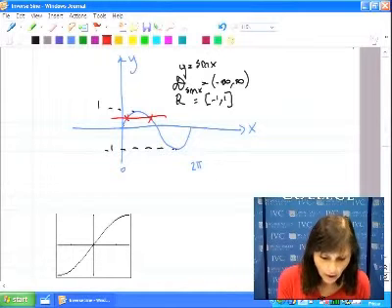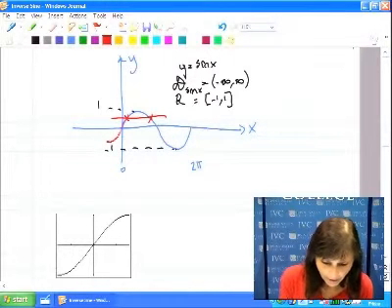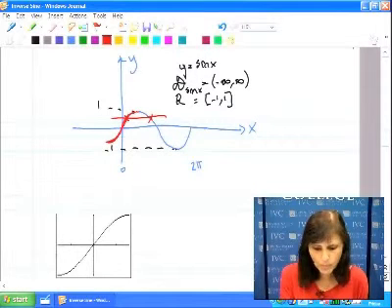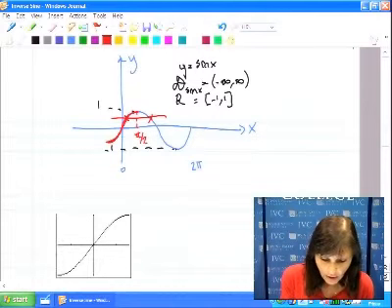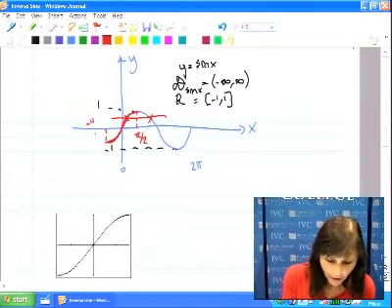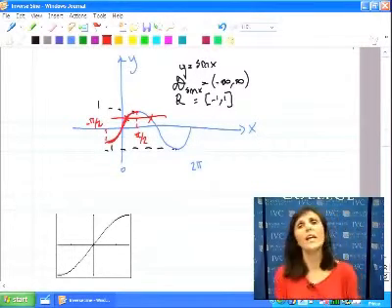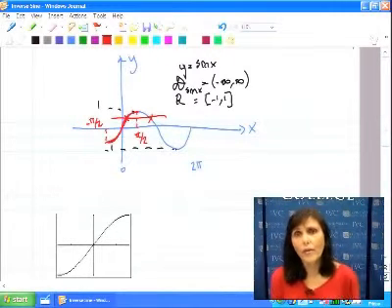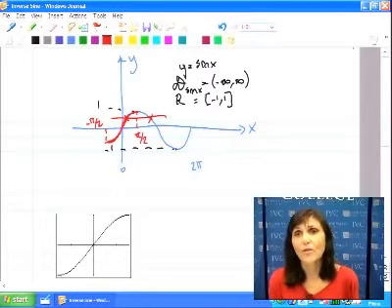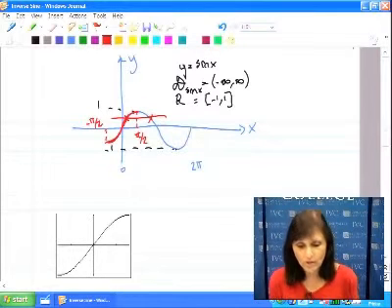I'm going to limit my sine function into this region. Remember, it just repeats to the left and right, and this is actually pi over 2, and this is actually negative pi over 2. So instead of looking at the entire sine, if I look at the negative pi over 2 to pi over 2, then I can take the inverse because it is one-to-one in that region.